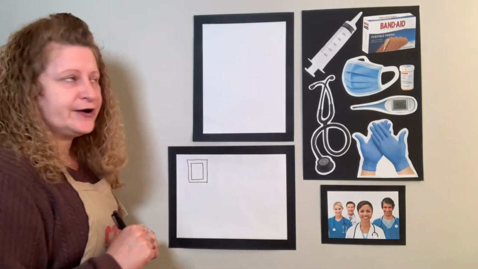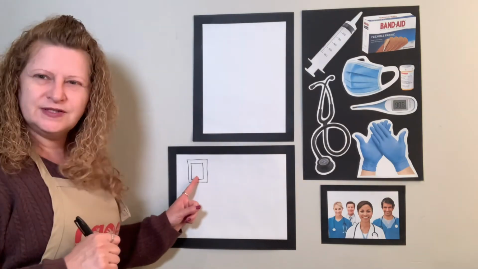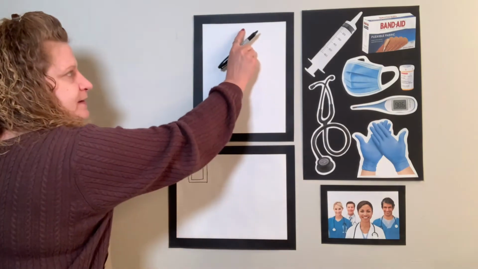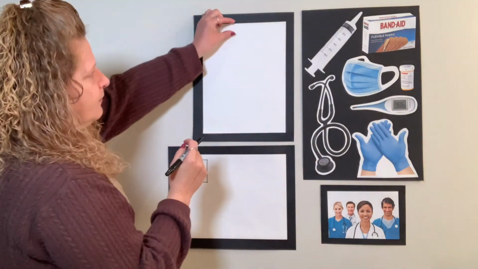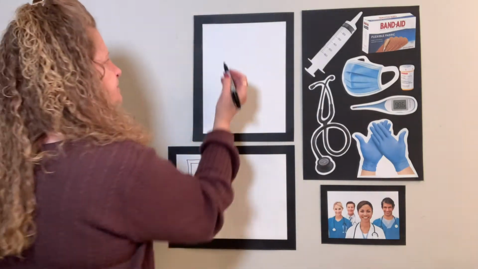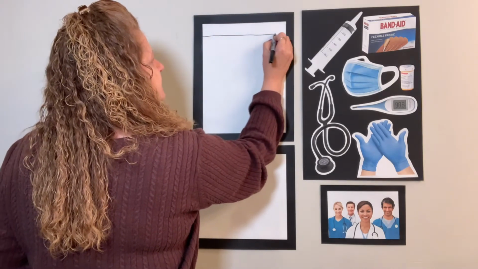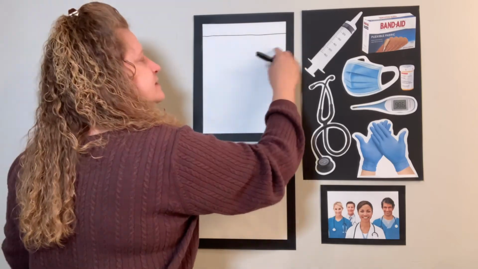So let's get our markers. And we're going to do something similar to this, but we're going to make it a little bit easier. So on the very top of your paper, we're probably going to go about this far. And you're going to draw a line from one side to the other. So from the left to the right.